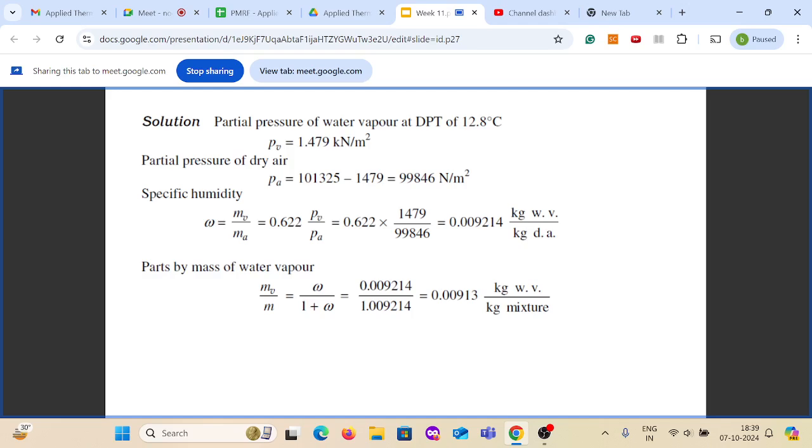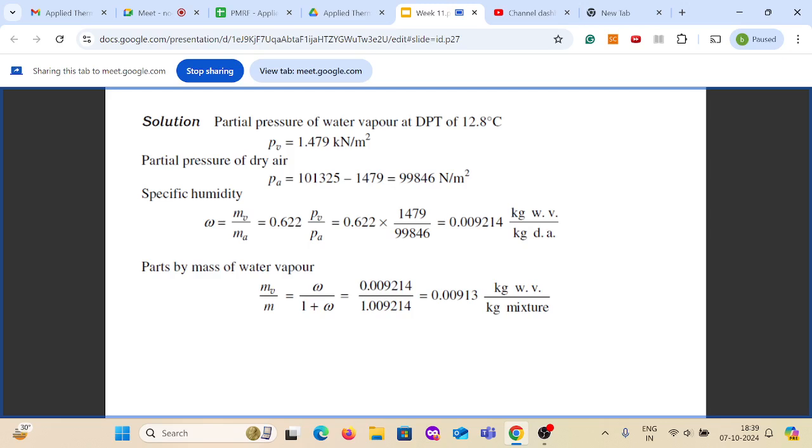The partial pressure of water vapor at dew point temperature of 12.8 degrees Celsius is 1.479 kilonewton per meter square. That is the partial pressure of water vapor, the vapor pressure of water. The partial pressure of dry air corresponding to this condition is your total pressure minus your partial pressure of water vapor. That gives you 99846 Newton per meter square.